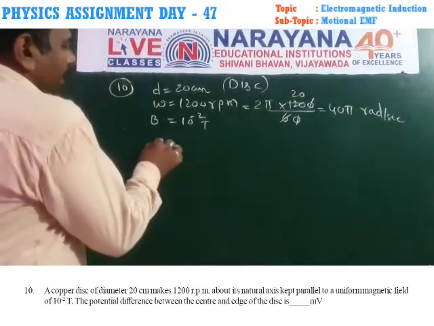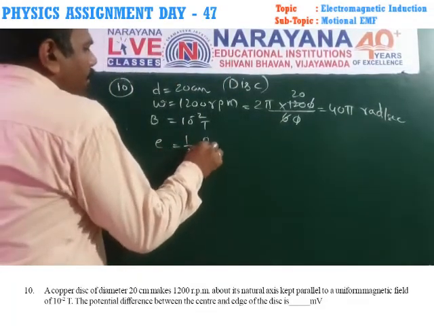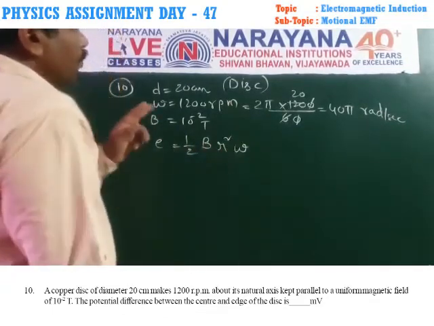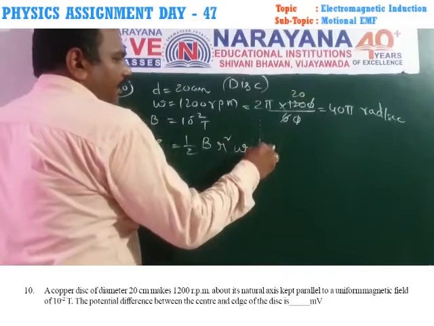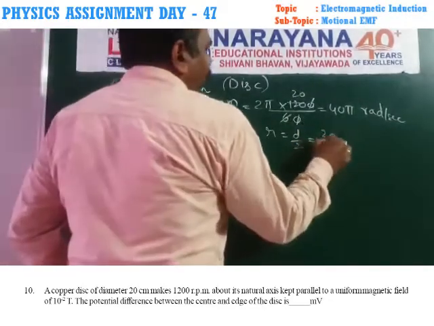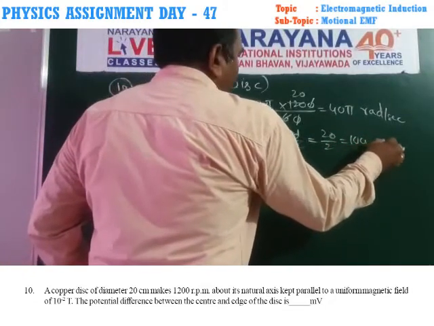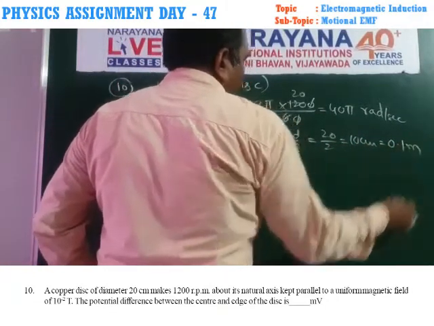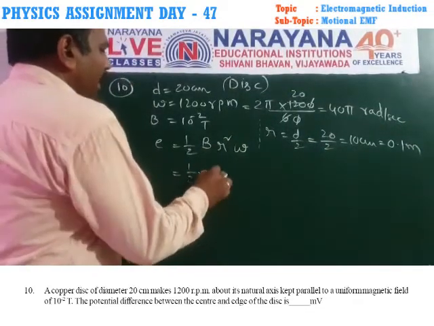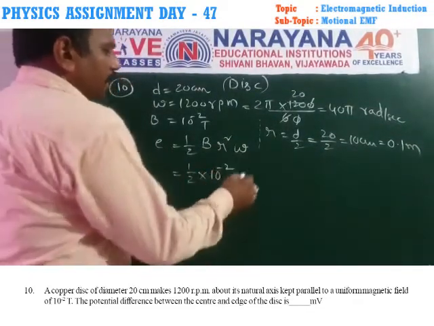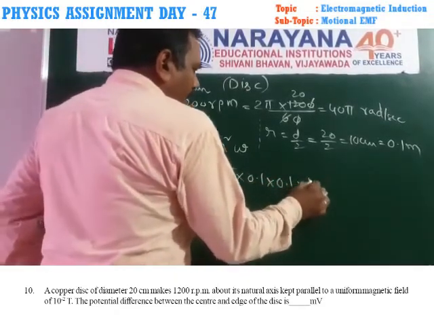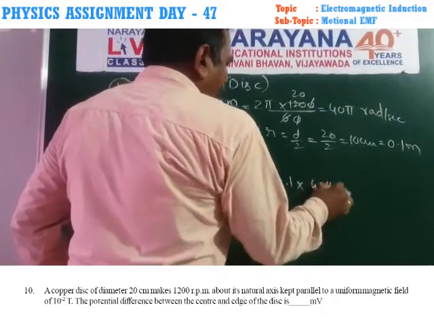But we have to find the EMF. EMF is equal to half B R square omega. How to find the radius here? The radius R is equal to half of the diameter, which is 20 by 2, 10 centimeters, that is 0.1 meter. So that is half into magnetic field 0.2, R square means 0.1 into 0.1, into 40 pi.